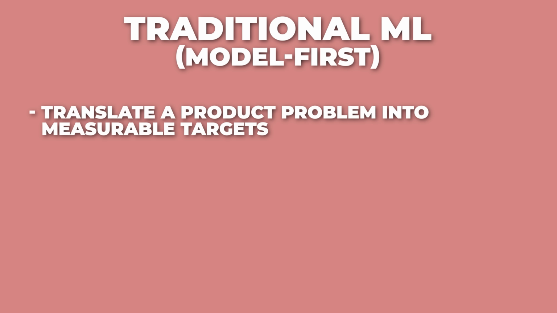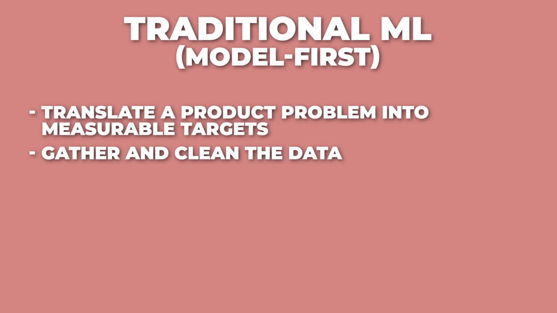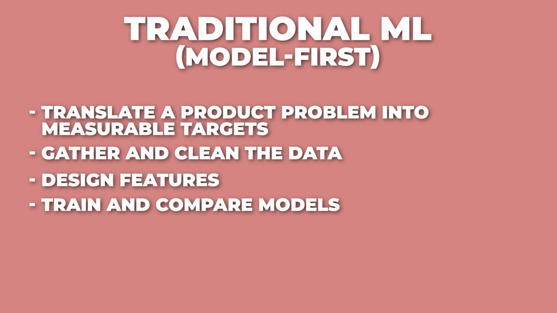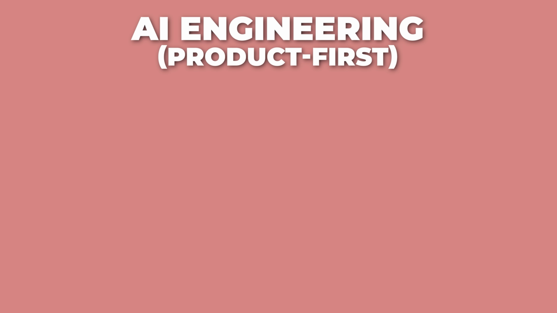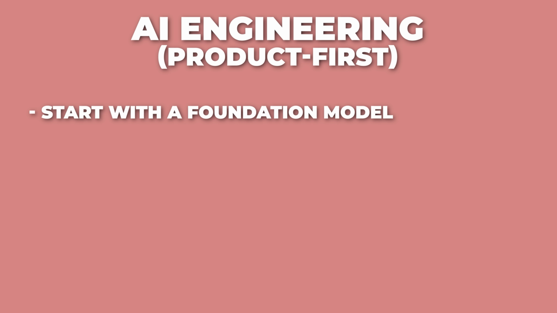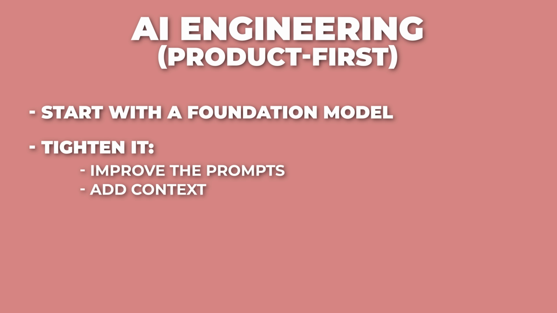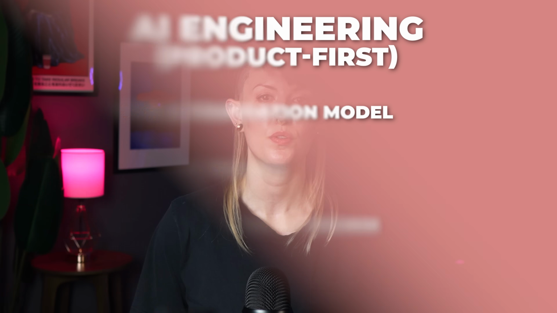Traditional ML engineering has historically been model first. You translate a product problem into measurable targets, you gather and clean the data, you design features, you train and compare models, and only once you're confident in the offline and online metrics do you ship it into a product. AI engineering flips the order. It's product first. You start with a foundation model and get something out there really quickly. Then you tighten it. You improve the prompts, you add context, you add tool use if it needs to take actions, and maybe fine-tune the model if needed.